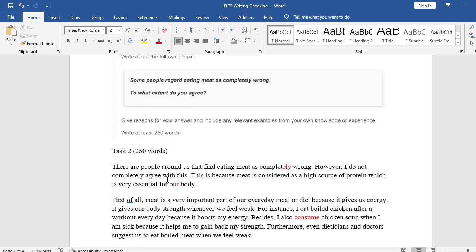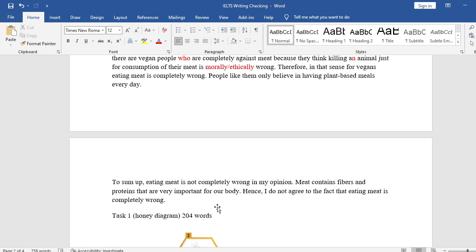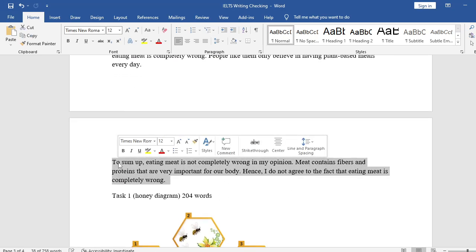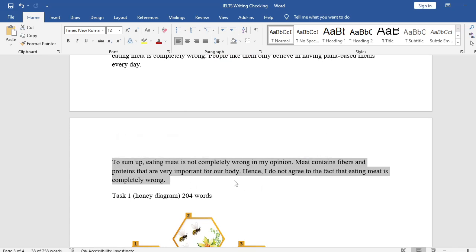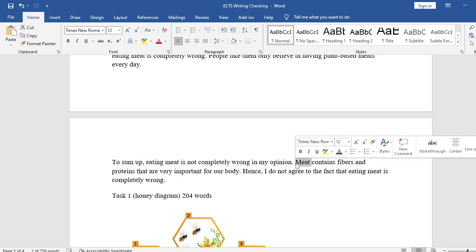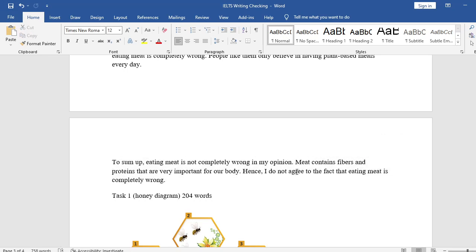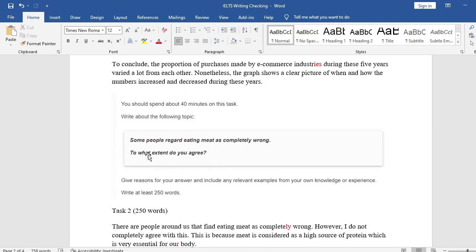So she chose the side that eating meat is not completely wrong, and then her conclusion looks like that, like she is acknowledging that there are good points, good arguments for people who think that eating meat is completely wrong. But in her opinion, it's not true. She doesn't agree. Like, yes, it may be true, but she doesn't agree that we shouldn't eat meat at all, that it is completely wrong. But the question says, to what extent? So we do not have to be on the 100% agreement or the 100% disagreement side, right?